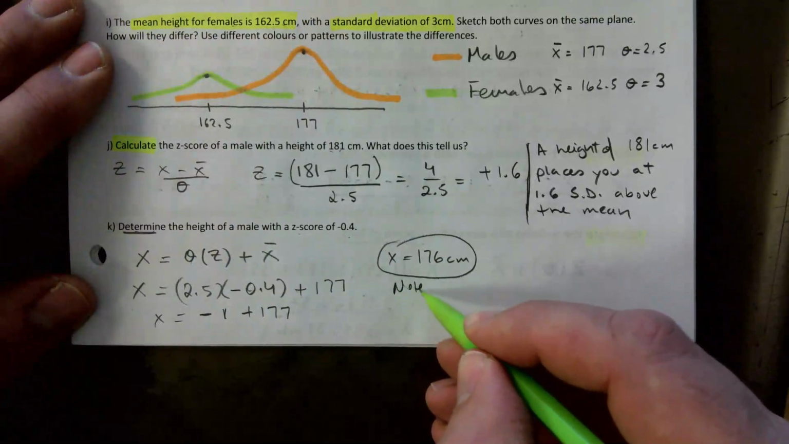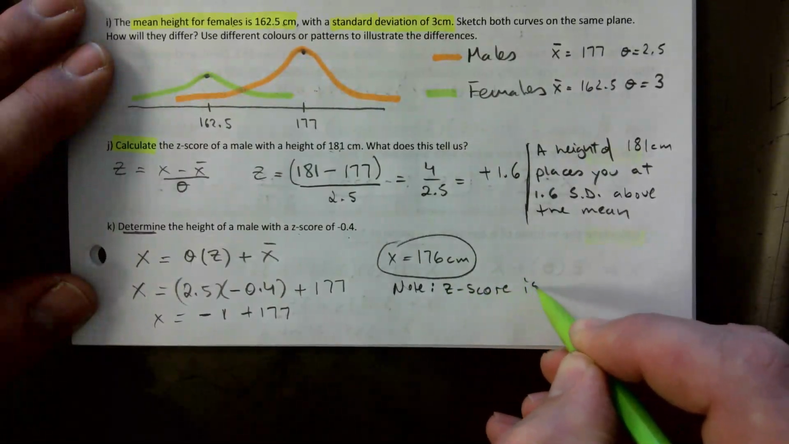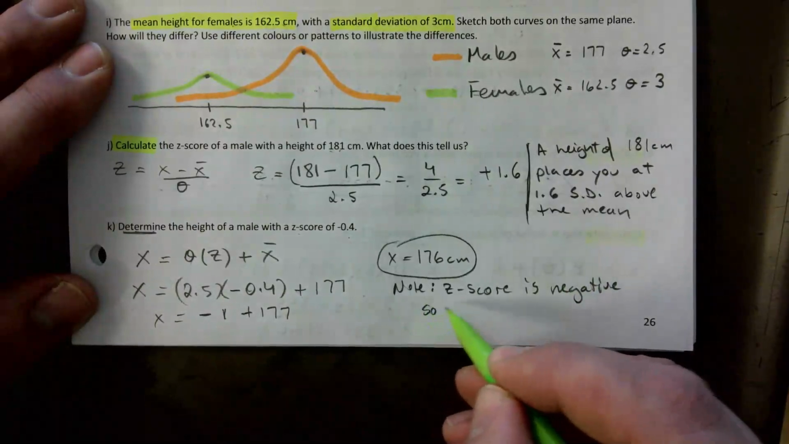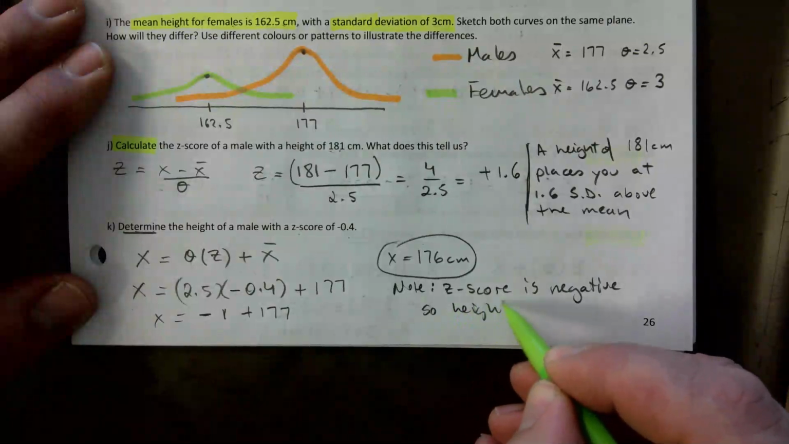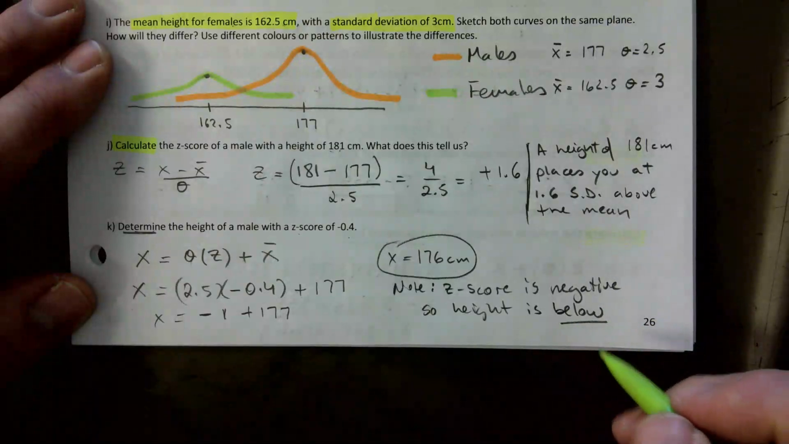Note, z-score is negative, so height is below the mean.